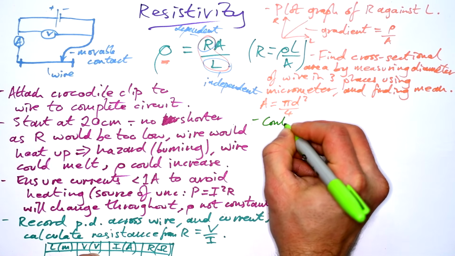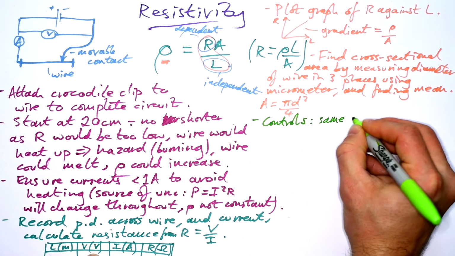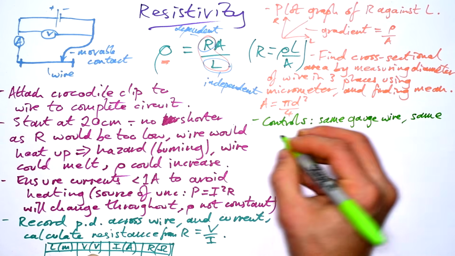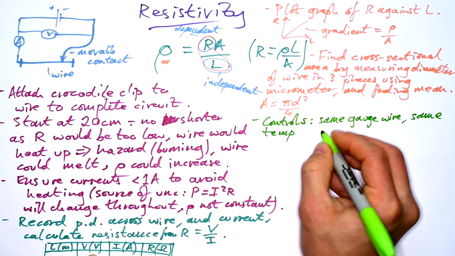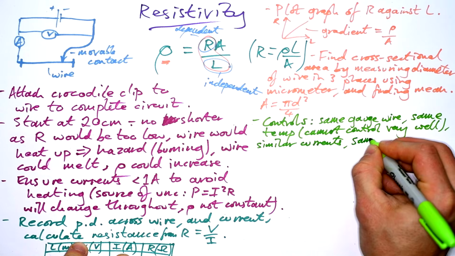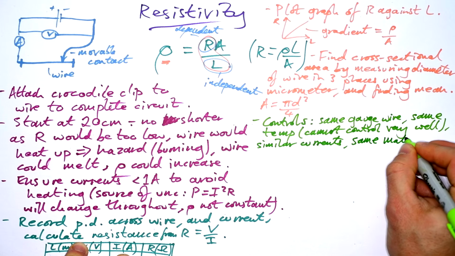We have a few controls. Obviously, same gauge wire, so A doesn't change. Ideally, same temp, although we can't really control that. But like we said, we can mitigate that using low currents. And obviously, the same material of the wire as well, same metal.